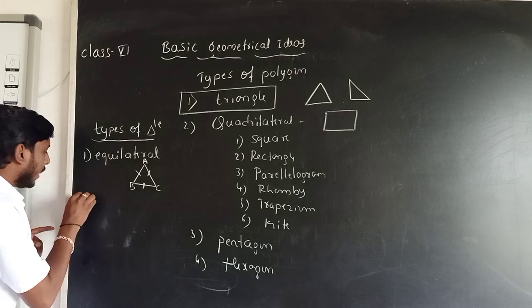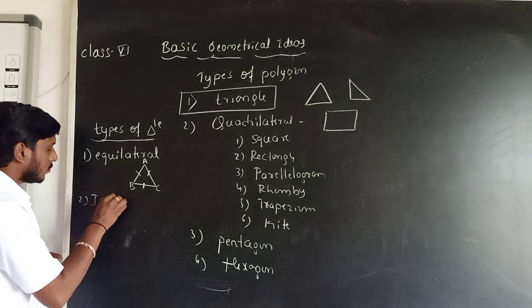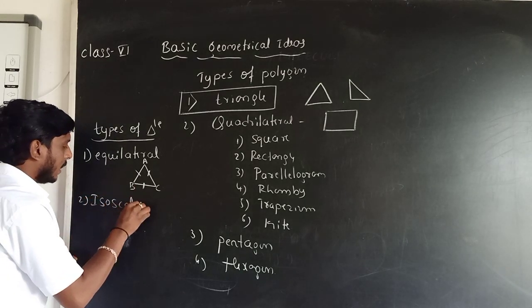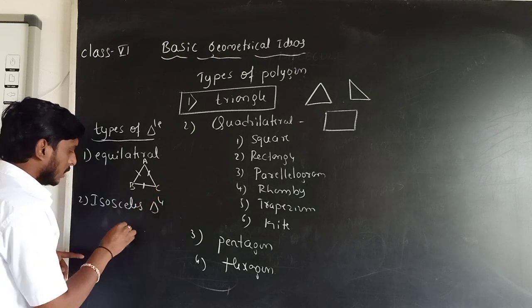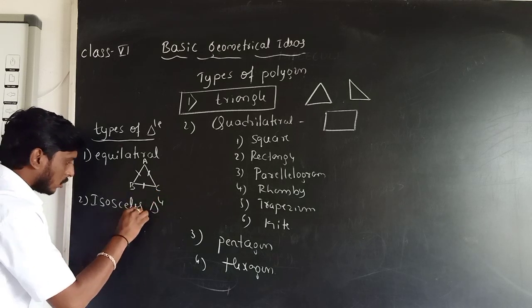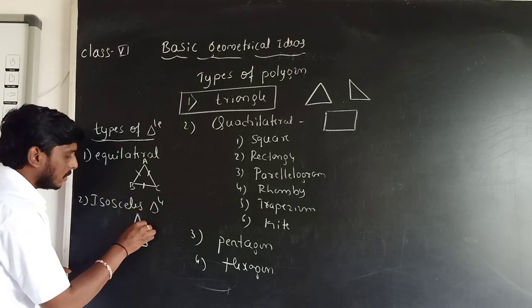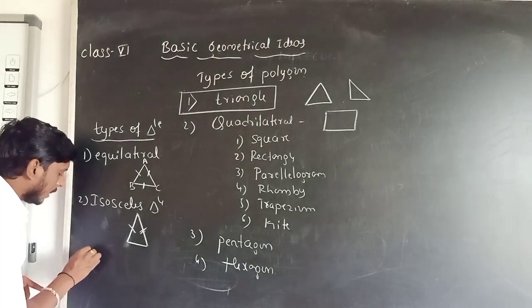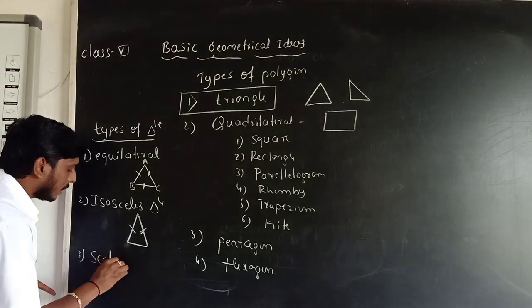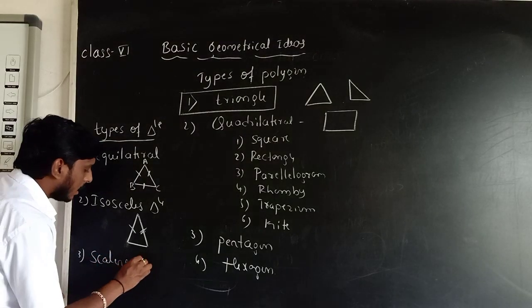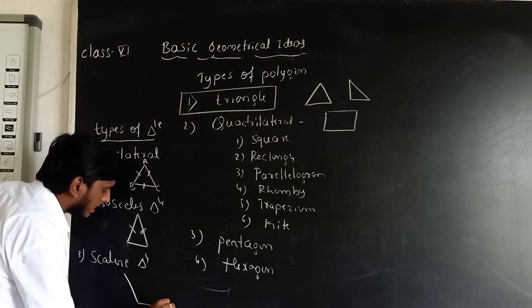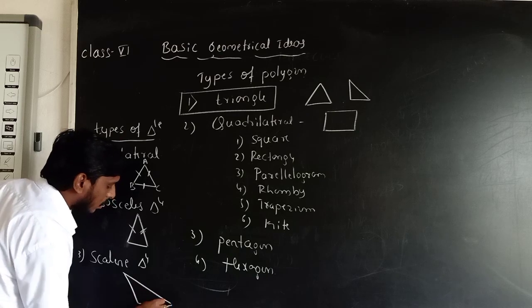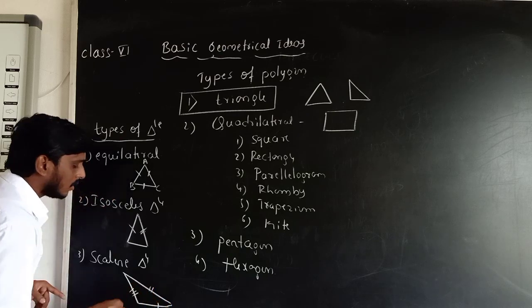Second one is isosceles triangle. What is the property of isosceles? Its two opposite sides are equal, meaning these two sides are equal. Last one, scalene triangle. What do you mean by scalene triangle? Its sides are all different. Length of all sides are different, then it is said to be a scalene triangle.